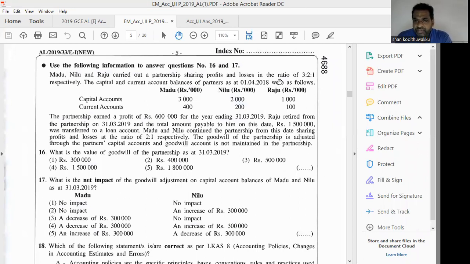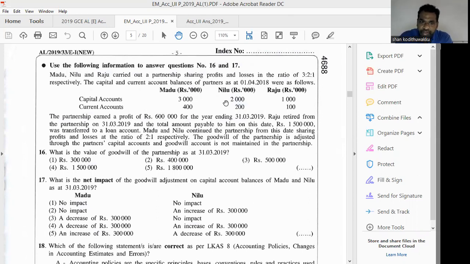That means the old profit ratio is 3:2:1. After retirement of Raju, the new profit sharing ratio is 2:1. The goodwill of the partnership is adjusted through the partners' capital accounts, and a goodwill account is not maintained in the partnership. That means if you are given this sentence, the goodwill account is not maintained in the books of accounts, and we have to adjust goodwill through partners' capital accounts. It is a famous adjustment.